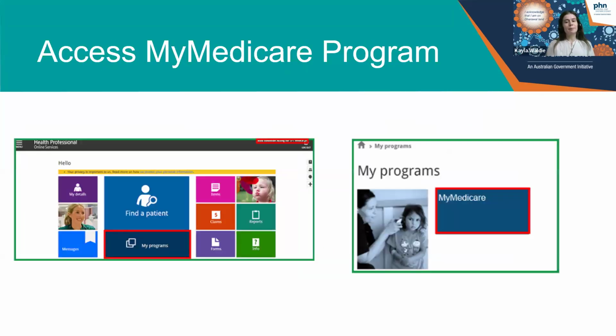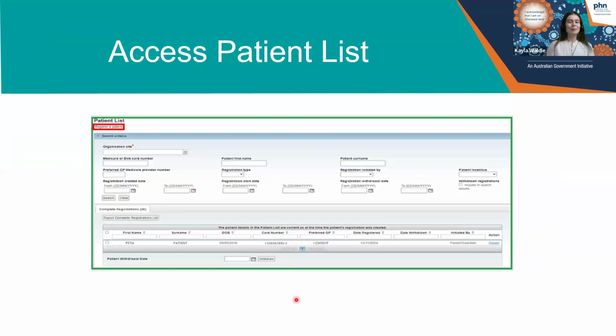However, there is an extra step that needs to be added for those patients who would like to register in the General Practice and Aged Care Incentive Program. In order to do this, you'll need to click on My Programs and My Medicare, which will take you to the patient list. I'm sorry that the pictures are a little bit small and blurry in this presentation. Unfortunately, we're not able to access PRODA to give you a live demonstration in the session.